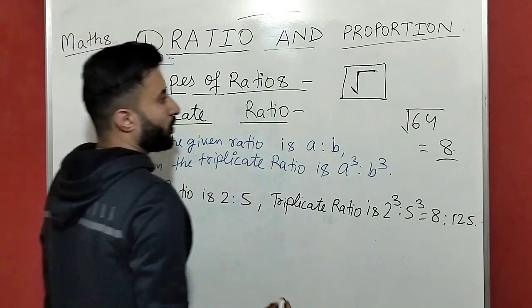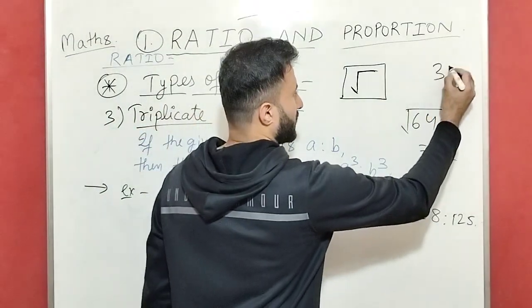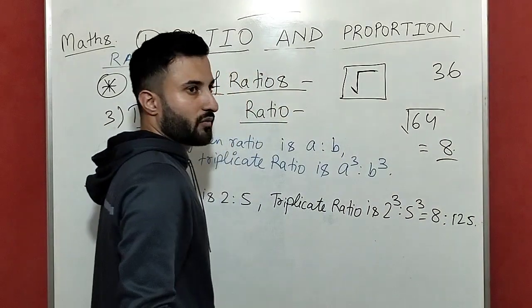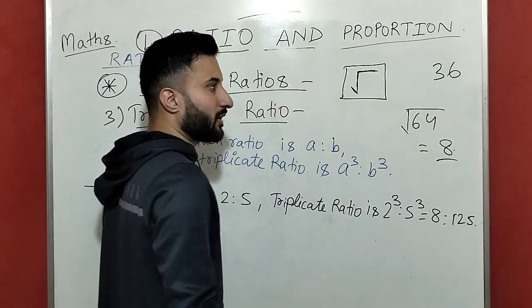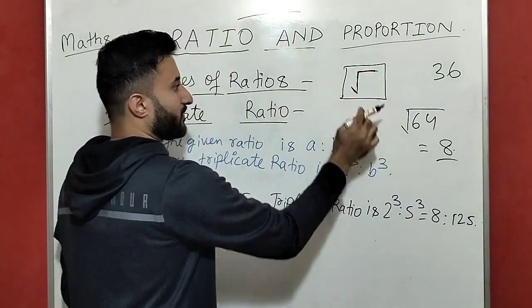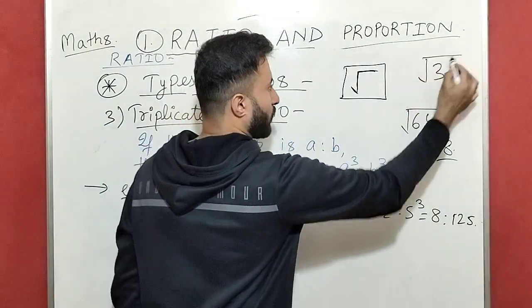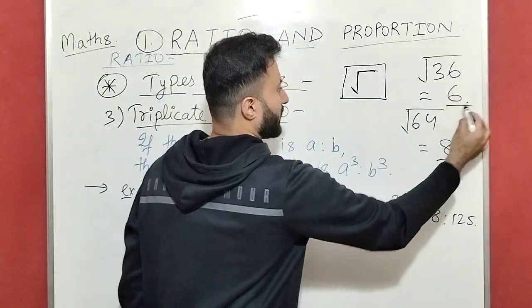If you have to find the square root of 36, first type 36 in the calculator. Then press this button, and you will get the square root of 36, that is 6.